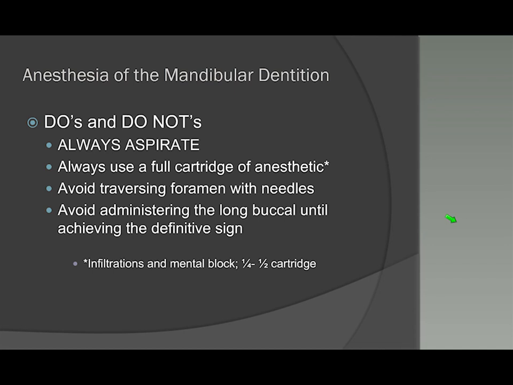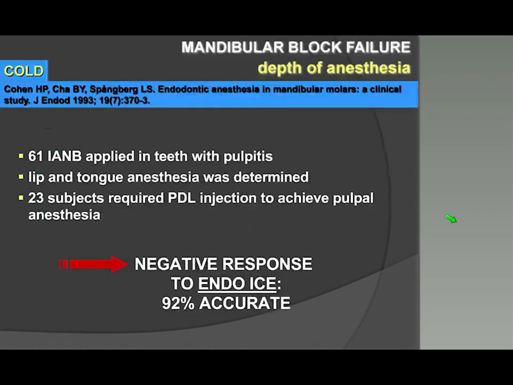And when we're giving mandibular blocks, one technique we will use is we'll go ahead and give a full carpule of anesthesia for the mandibular block and wait for the definitive sign, which of course is tongue and lip tingling or tongue and lip numbness, before we give the long buccal. Because with a long buccal injection, you will get some lip tingling, and the patient sometimes is confused by that. So we'll generally wait and make sure we have tongue and lip tingling before administering the long buccal injection.